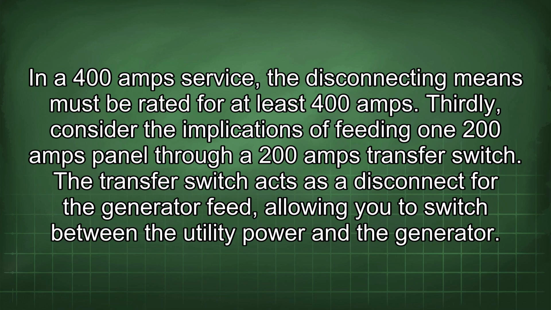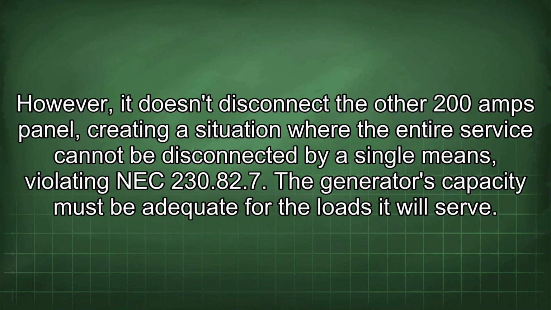Thirdly, consider the implications of feeding one 200 amps panel through a 200 amps transfer switch. The transfer switch acts as a disconnect for the generator feed, allowing you to switch between the utility power and the generator. However, it doesn't disconnect the other 200 amps panel, creating a situation where the entire service cannot be disconnected by a single means, violating NEC 230.82(7). The generator's capacity must be adequate for the loads it will serve.